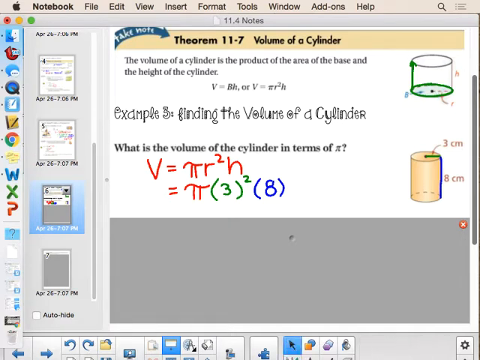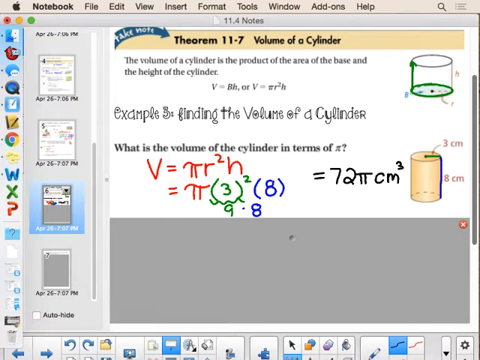And I'm going to start to simplify this. We know that 3 squared is 9, and then we're going to have to do 9 times 8. So we know 9 times 8 gets me 72 pi. Okay? Now the only thing I'm missing from my answer is that unit of measure, so we need to have centimeters cubed.